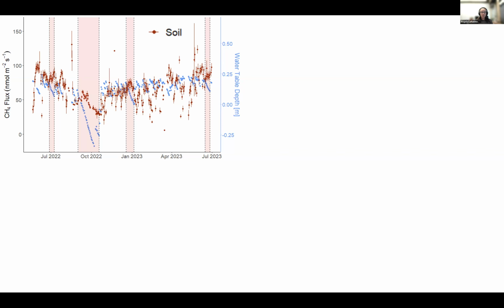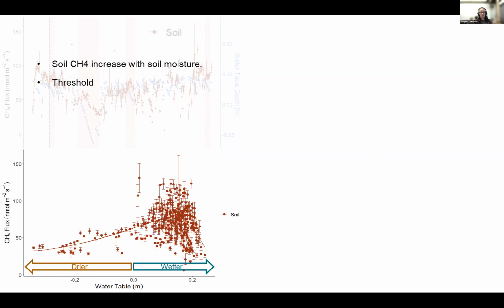If we look at the relationship between the water table and the soil methane fluxes, there is a clear relationship. When soils are dry, methane emissions are very low, and they increase with increasing water table up to about 15 centimeters above the soil surface, where we can see a threshold. And after that threshold, soil emissions decrease.